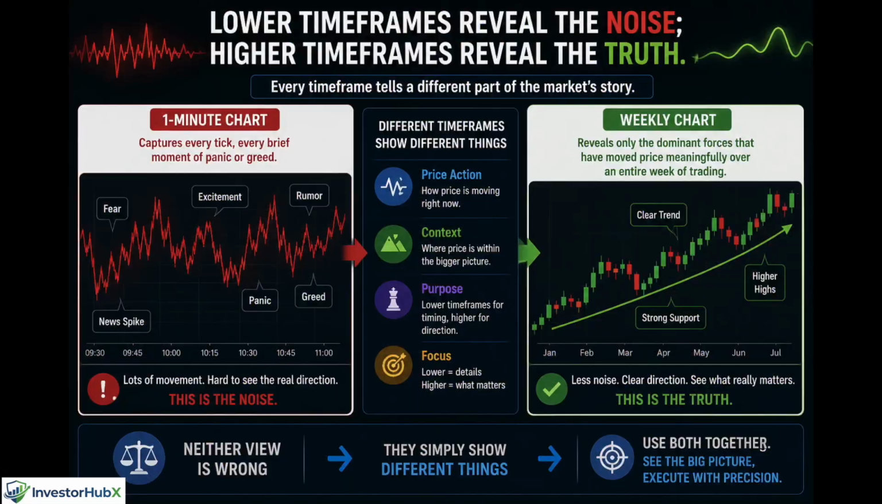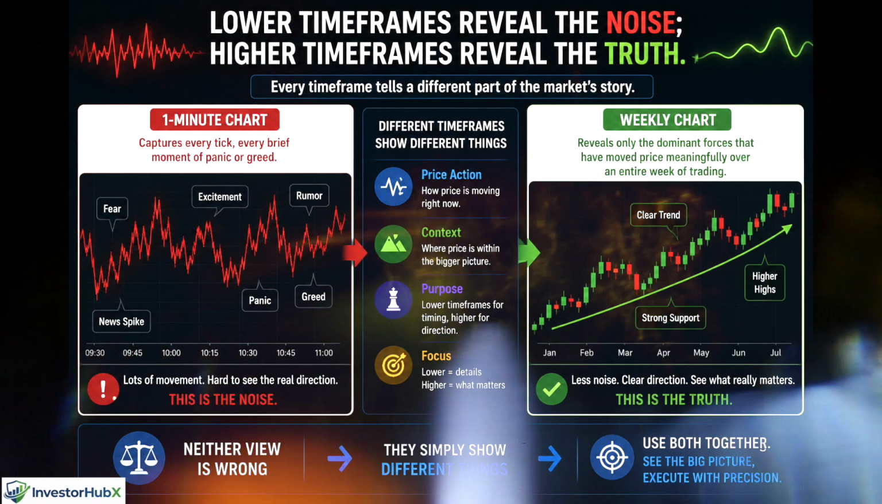You may wonder why multiple timeframes matter. The truth is, lower timeframes reveal the noise. Higher timeframes reveal the truth. Every timeframe tells a different part of the market story. A 1-minute chart captures every tick, every brief moment of panic or greed. A weekly chart reveals only the dominant forces that have moved price meaningfully over an entire week of trading. Neither view is wrong. They simply show different things.